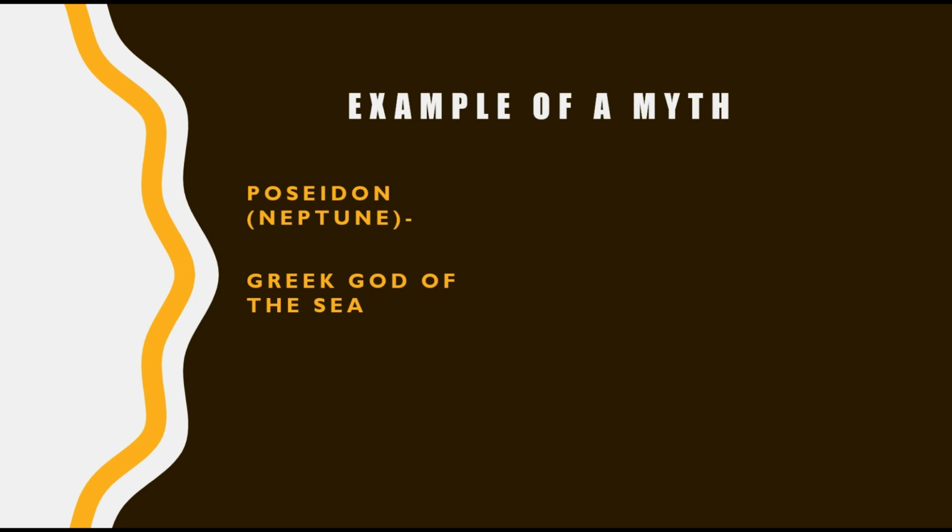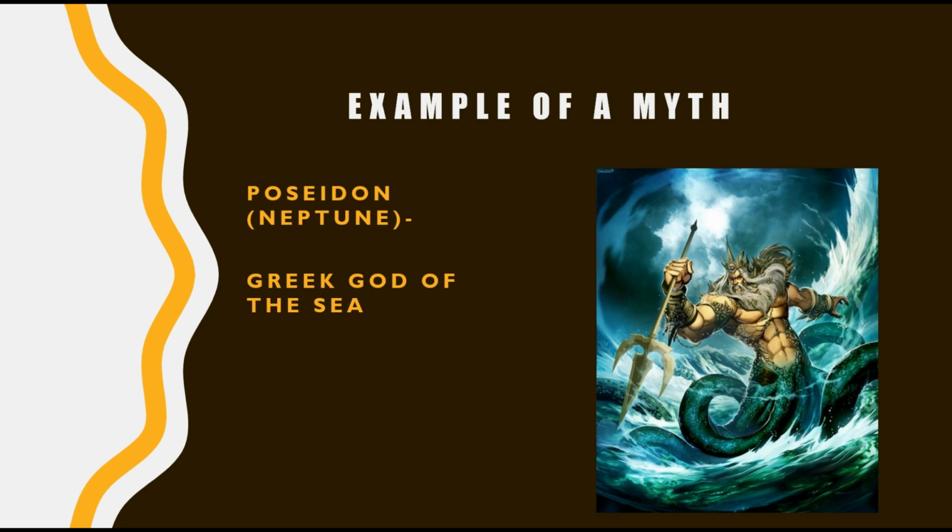A good example of a myth is Poseidon, Greek god of the sea. When the first people who were traveling across the sea could not explain why there was a storm, they thought it was some kind of mystical creature or a god under the sea who, when he gets angry, creates waves and storms.